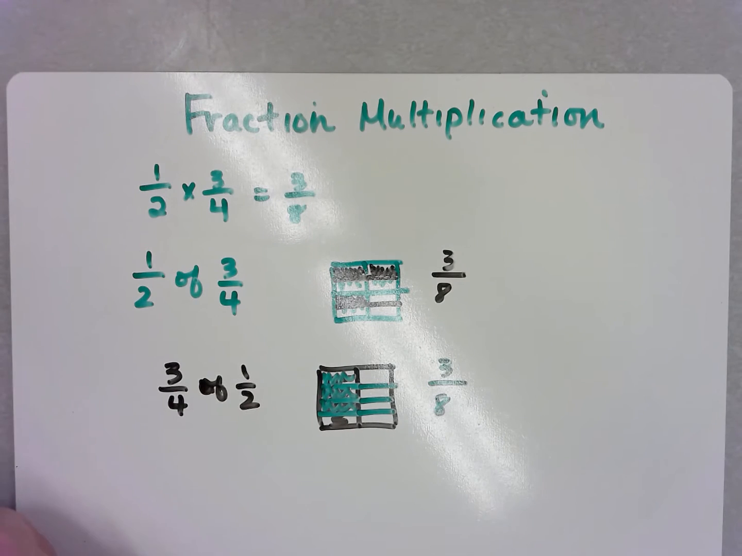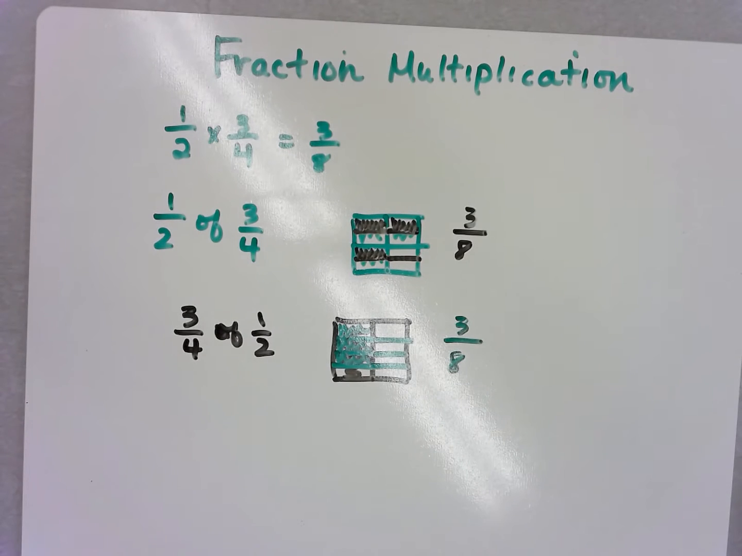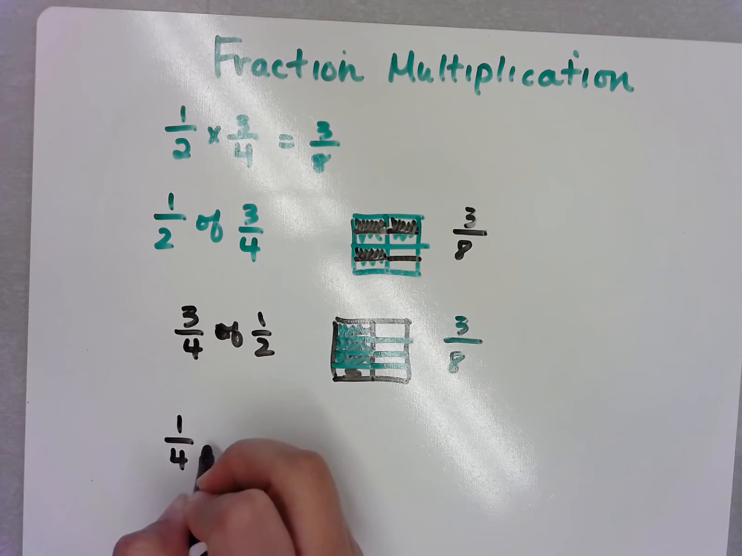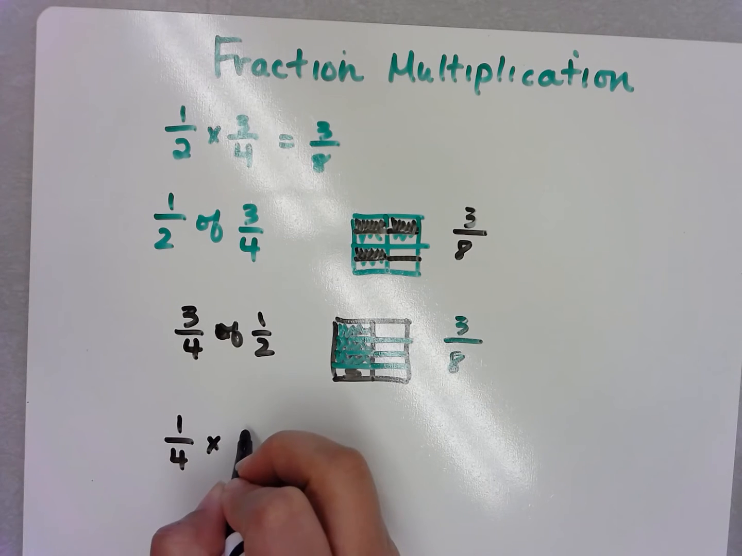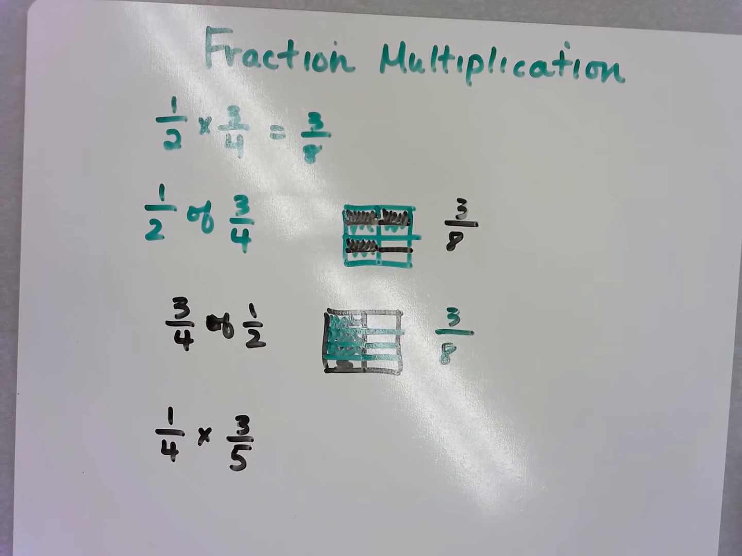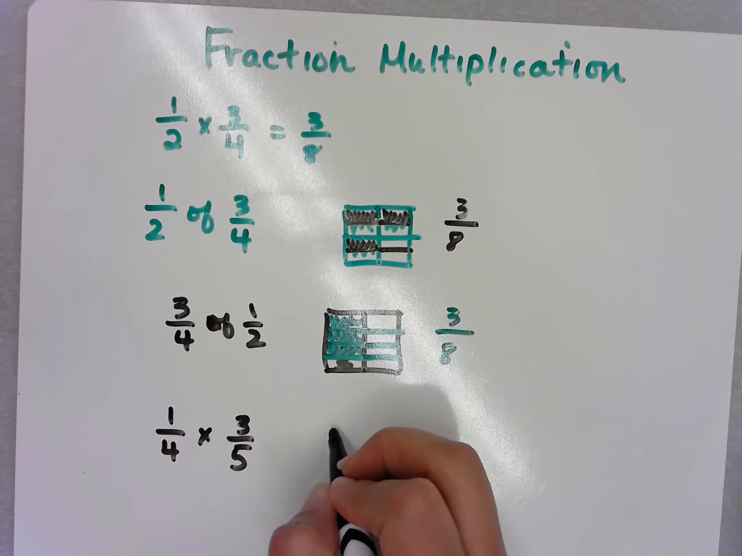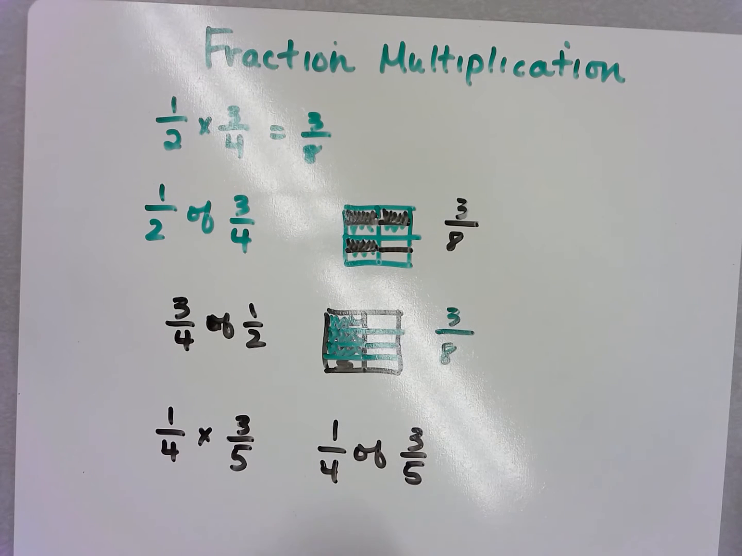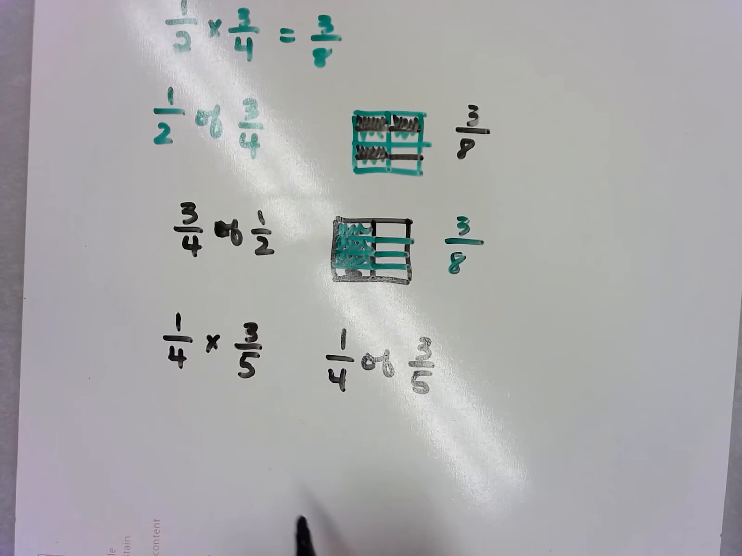That's what we call commutative. Multiplication we can do in any order. Okay? So let's just do one more to make sure that we know what we're talking about here. And we will do 1/4 times 3/5. Okay? So I'm going to rewrite this as 1/4 of 3/5. So I'm going to draw a picture. I'm going to make my picture a little bit bigger.